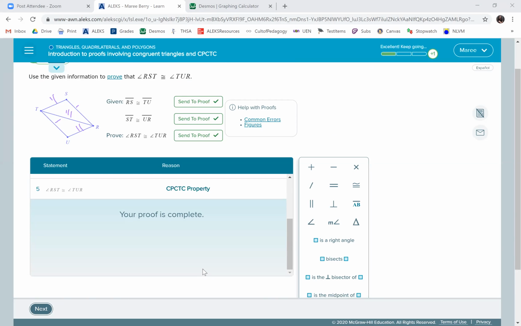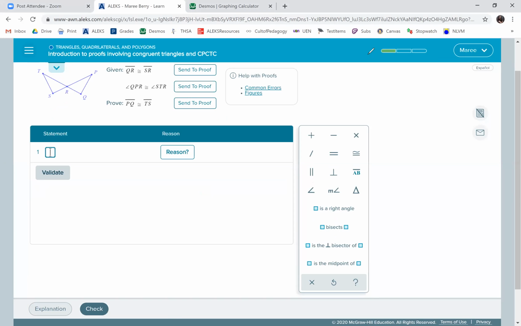Okay, we are going to do another one. Oh, these are so fun. Oh, they only let me do two.